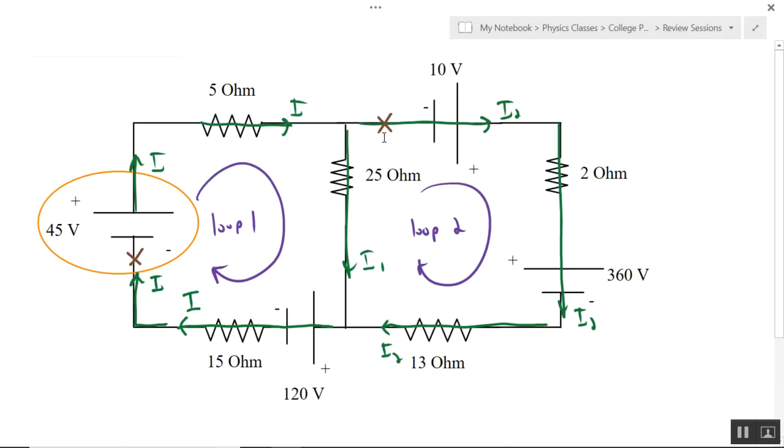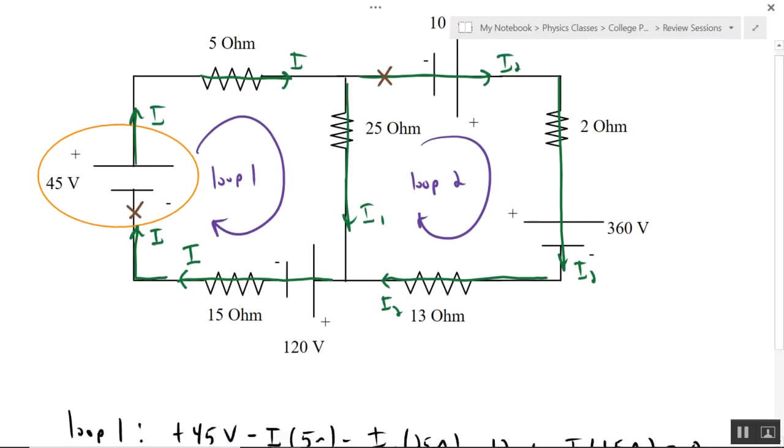And then to get back to the X, I have to go up through the middle, which some people don't understand why you're going against the current, because you have to go up to get back to this X, right? So when you're going up, you're going against the current. And is that a gain or a loss? Gain. Gain when you're going against the current, right? So it's plus I1 times 25, right? Yes. You're going up through the middle to get back to the X, so it's against the current.